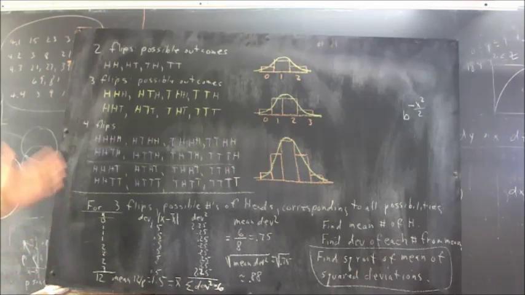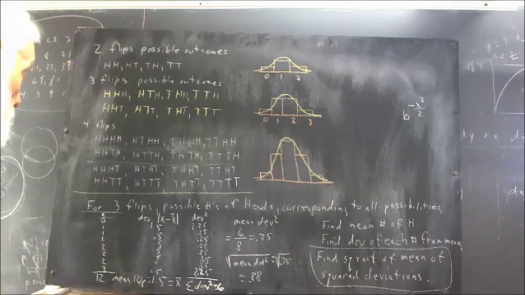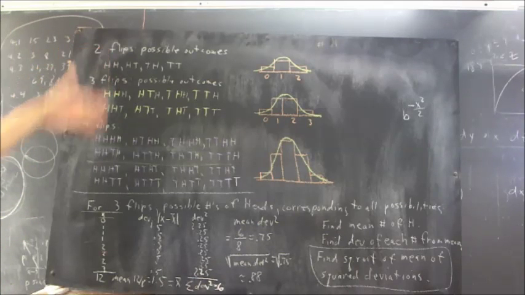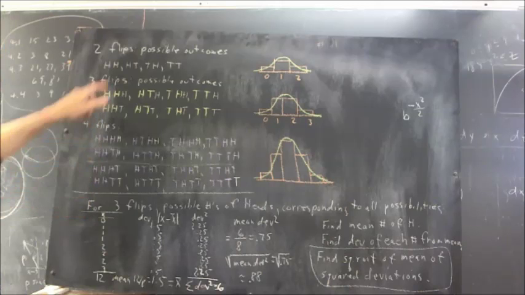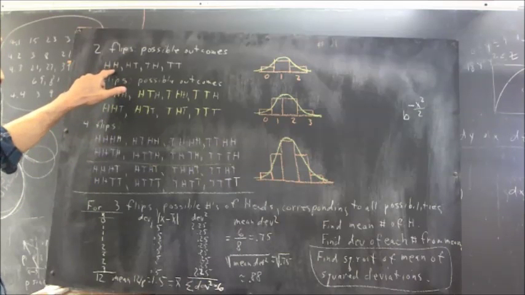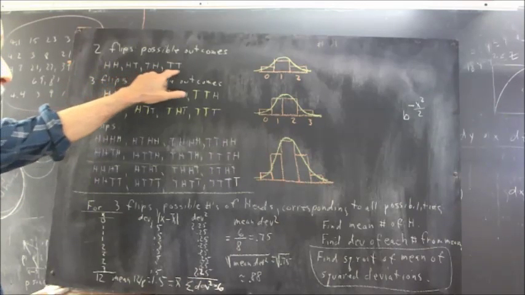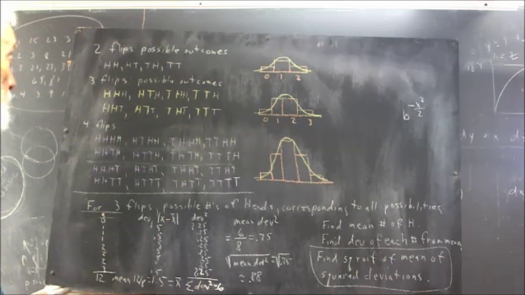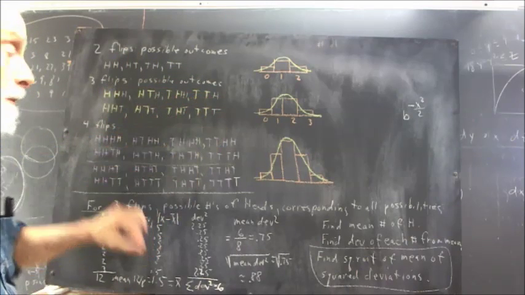Okay, now there are other ways to list these. You can make a tree diagram. Most people have seen tree diagrams by now. You can list these alphabetically. Okay, now this list is alphabetical. Heads, heads; heads, tails; tails, heads; tails, tails. It's in alphabetical order. This list isn't.